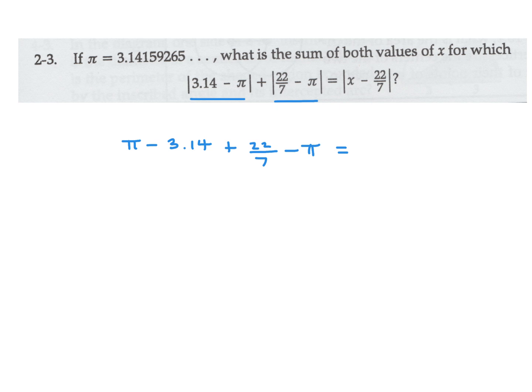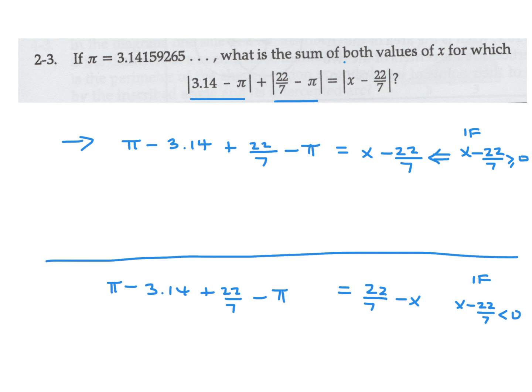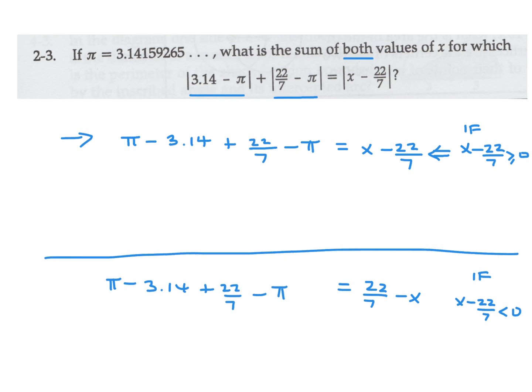And x I don't know, so if x minus 22 over 7 is greater than or equal to 0, I guess, it would be this. And if x minus 22 over 7 is less than 0, then it would be 22 over 7 minus x. Okay, I got it. And then this side all remains the same: pi minus 3.14 plus 22 over 7 minus pi. So I got to do this twice, and that's why they have the word both there. Okay, shouldn't be a problem.